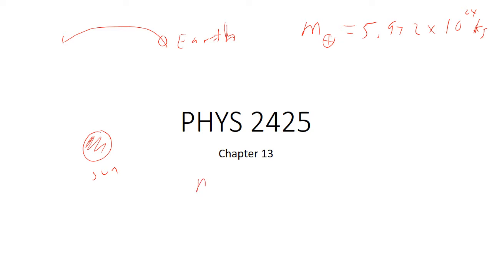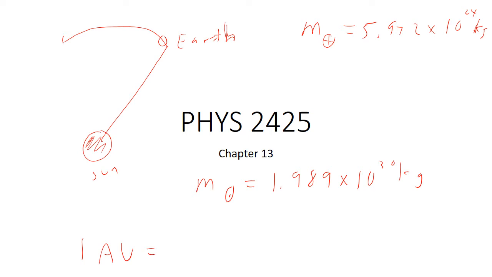Mass of the sun, and we use a circle with a dot in it to indicate sun, turns out to be 1.989 times 10 to the 30 kilograms. The distance between the two is on average 1 AU. So that's the average distance between the Earth and the Sun, so that's going to be the radius of the orbit. Now, this is not exactly correct because the Earth's orbit's not exactly a perfect circle, but this kind of gets the idea across.